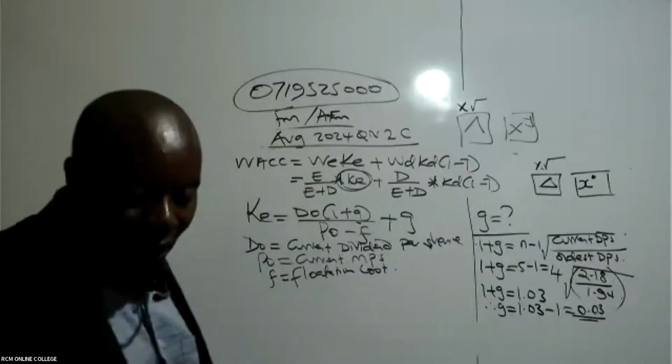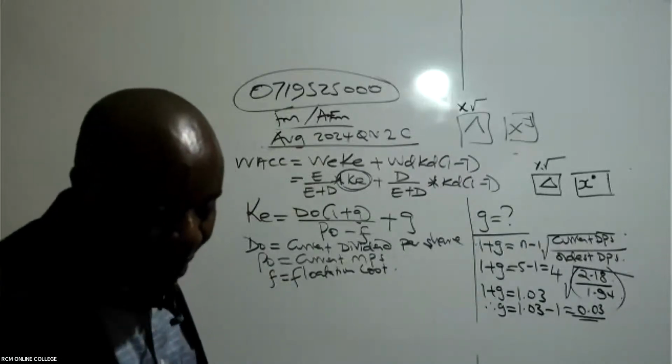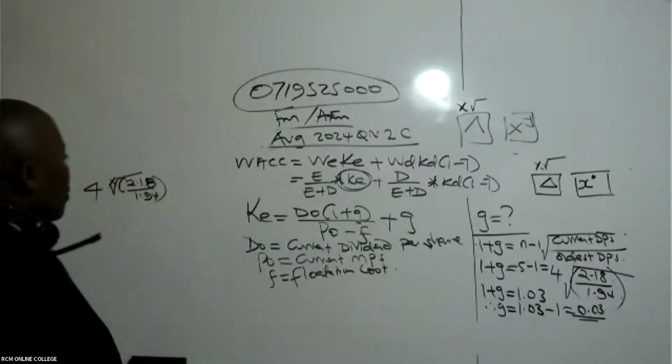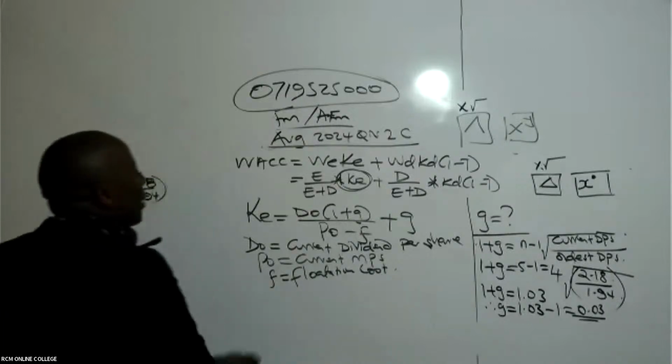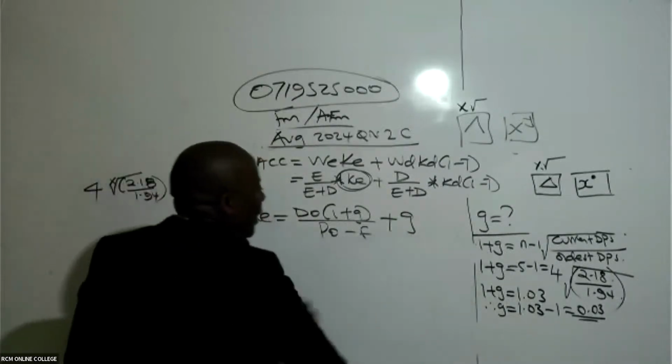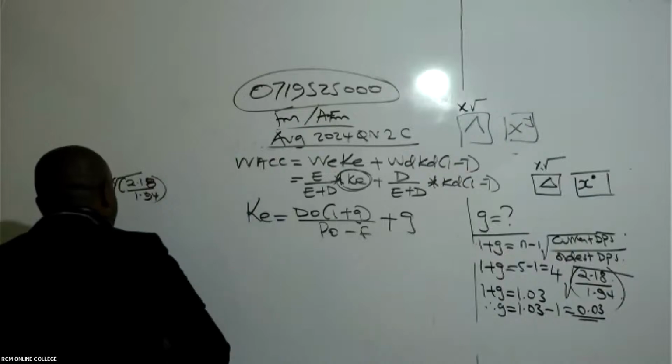So you have to practice a lot, like 5th root, 10th root. In future, they'll talk about 10th root. So that is very good. Then you have been able to get the growth rate, which is 0.03. Then I can easily get the KE.